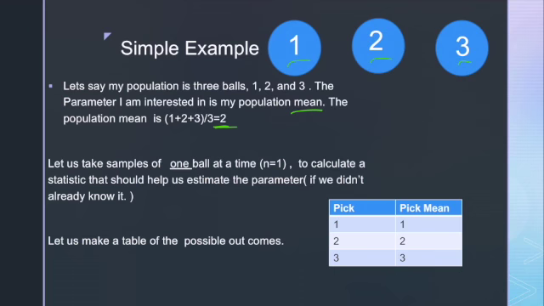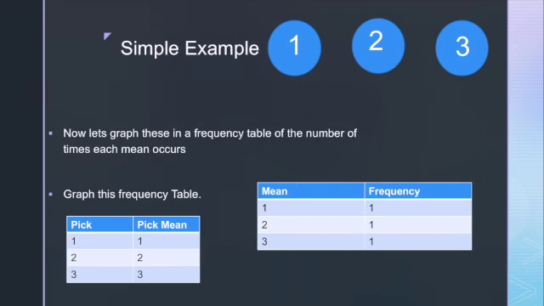But let's first pretend like I'm not taking my entire mean into account. Let's just take samples of 1 ball at a time. And to calculate the statistic, this will help us estimate the parameter if we didn't already know it. Like, we know it's 2, but pretend you don't know that. So let's pick samples of size 1. Here are my possible outcomes, and here are my possible means. Now let's write these means in a frequency table. So a mean of 1 occurs once, a mean of 2 occurs once, and a mean of 3 occurs once.